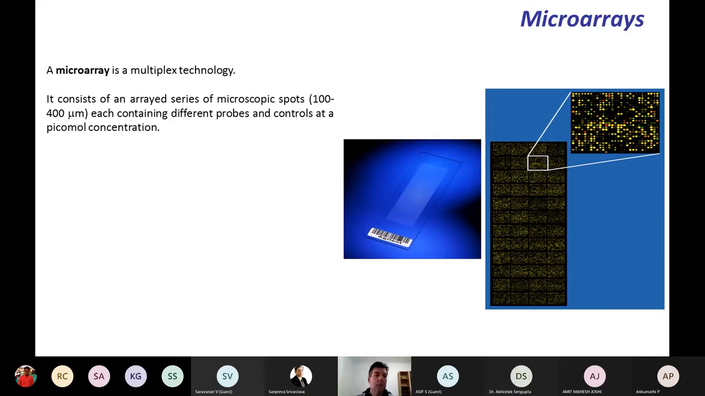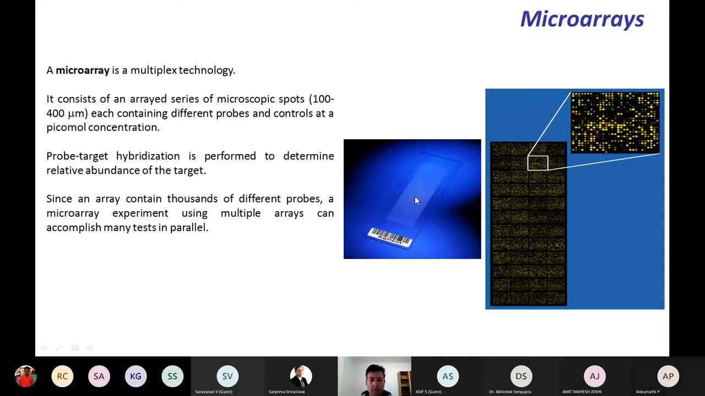So, a microarray is a multiplex technology. It consists of an array, a series of microscopic spots, 100 to 400 microns in length, each containing different probes and controls at picomolar concentrations. Then the probe-target hybridization is performed on the surface of the microarray to determine the relative abundance of the target. Since an array, just a take-home message, an array can contain thousands of different probes, up to 60,000. Microarray experiments using multiple different arrays, 100,000 different arrays, can accomplish many tests in parallel and dramatically accelerate different types of research.